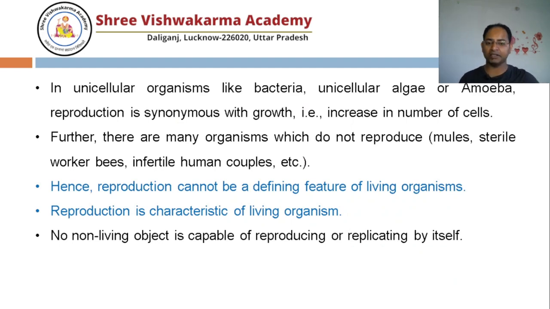In all unicellular organisms, like bacteria, unicellular algae, and amoeba, reproduction is synonymous with growth. What does it mean? Bacteria is made up of a single cell, right? So from one bacteria, two bacteria form, which means there is division of the cell. Here we are not talking about the size. If the number of bacteria is increasing, that is the growth. So if the number of cells is increasing, we can also call it growth.